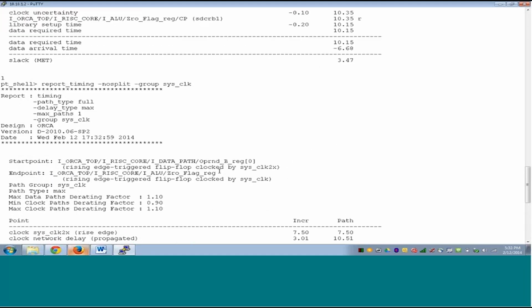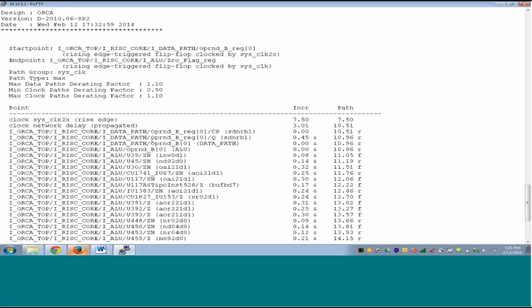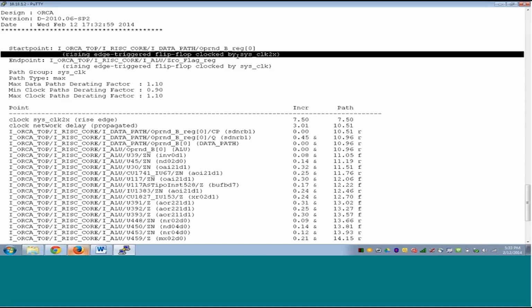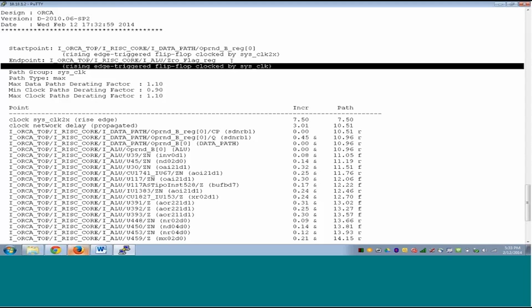Now sysclock gives me this particular report. So we've already seen this, so we now keep expanding it. Now here's an important point. The first part here is launched by sysclock 2x, not by sysclock. It is launched by sysclock 2x and captured by sysclock. Now please note that a particular clock can get multiple clocks due to some reason. There can be many reasons.